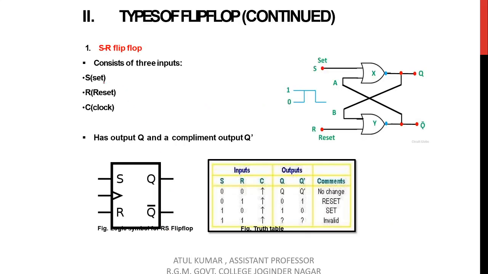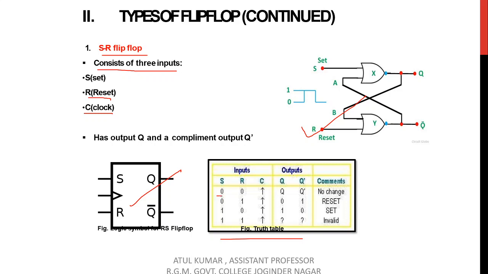The SR flip-flop or RS flip-flop consists of three input values. The first input is S, called set. The second input is R, called reset. Similarly, we have a clock. This one is the logic circuit for the RS flip-flop, and the logic symbol is shown here. The truth table is shown here. I will discuss how these truth table values come in the next slide.